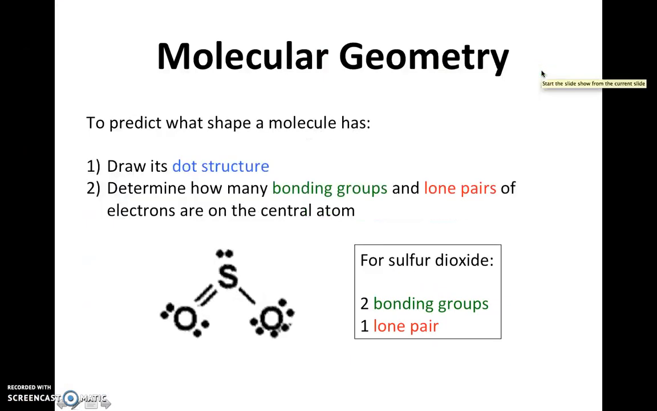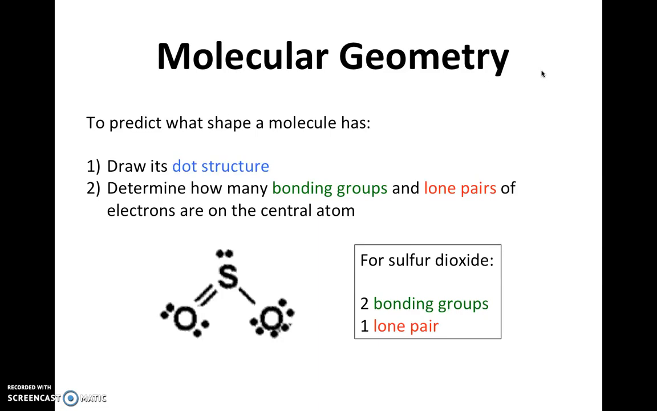In this video, we're going to talk about molecular geometry. Molecular geometry is basically exactly what it sounds like, the geometry of molecules, or the shape of molecules. Molecules, if you remember, are groups of atoms that are covalently bonded together, and drawing their electron dot structure is something that we learned last week.